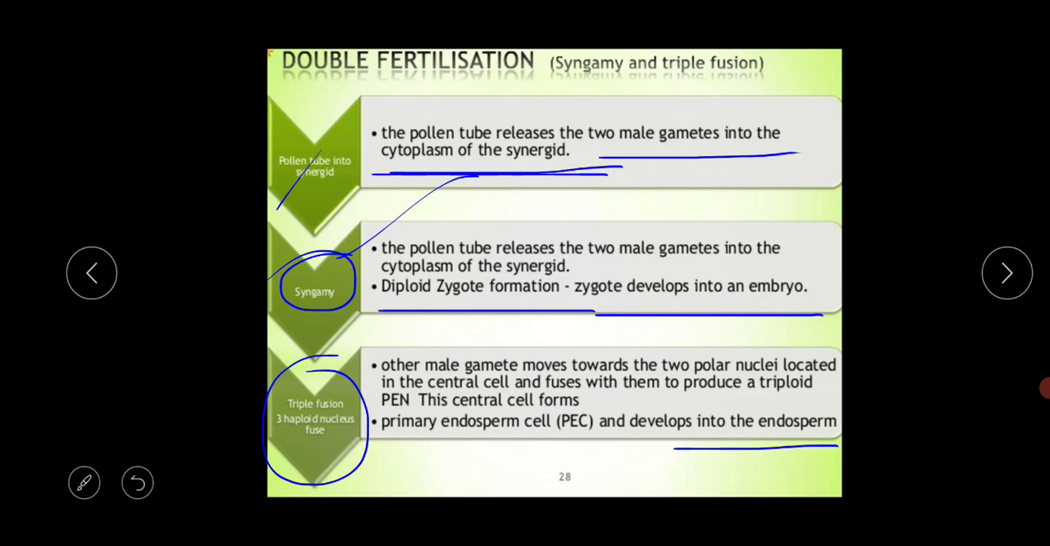The last step is the triple fusion. The three haploid nuclei fuse. Triple fusion means the 3 fusion. After the zygote formation, another male gamete is left. This male gamete moves towards the 2 polar nuclei located in the central cell and fuses with them to produce a diploid PEN. This central cell forms the primary endosperm cell and it develops into the endosperm layer. That's why this is called the triple fusion.